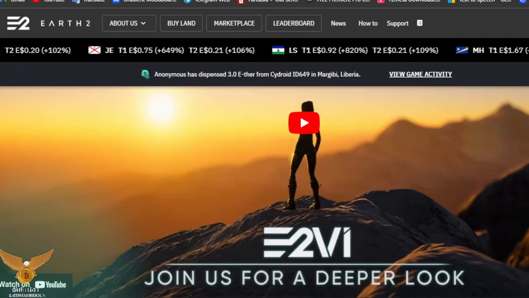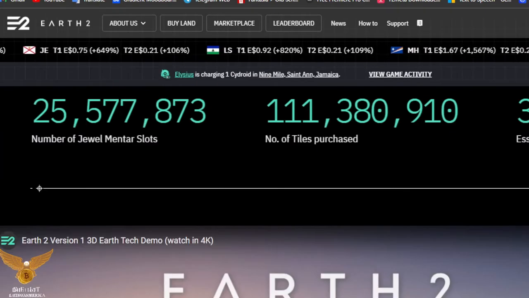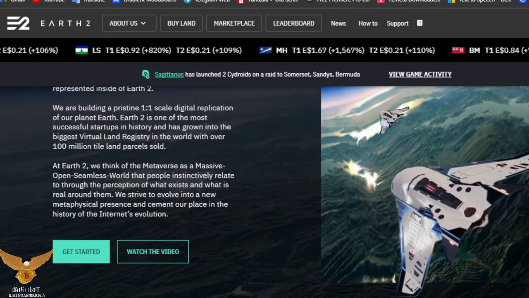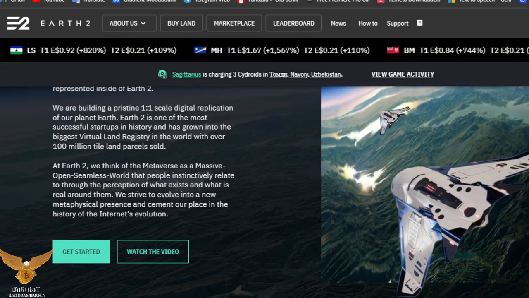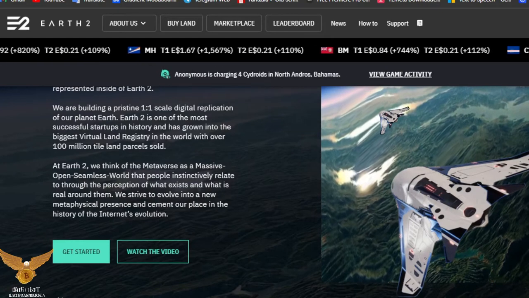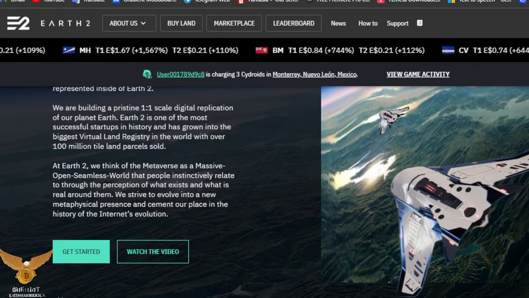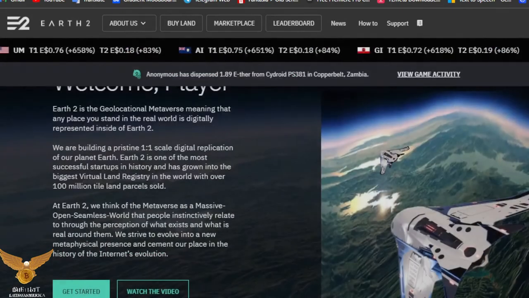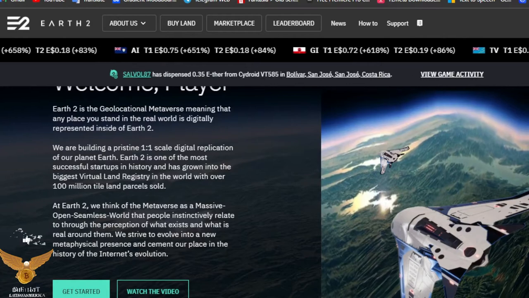Three, legal compliance risk. Regulations on cryptocurrencies and virtual platforms may vary by country and may change over time. Participating in EARTH2 may involve risks related to legal compliance, such as lack of consumer protection, money laundering, or tax evasion. It is important to research and understand the laws and regulations applicable in your jurisdiction before participating in the project.